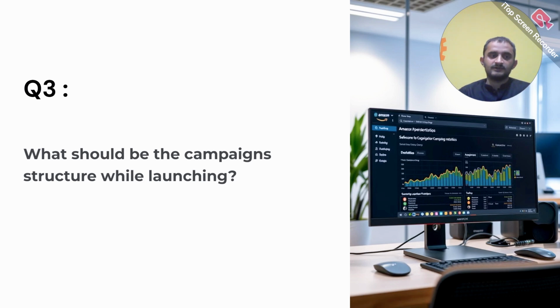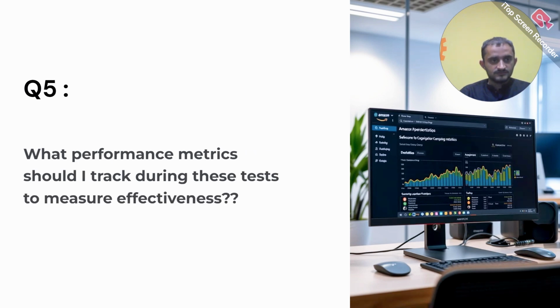So utilize that wisely. Next question: what should be the campaign structure while launching? I think this is the same. Then what performance metrics should I track during these tests to measure effectiveness? I think this is about the different campaign tests that we were talking about. We were talking about different types of campaigns that we can launch to measure which ones are doing good.